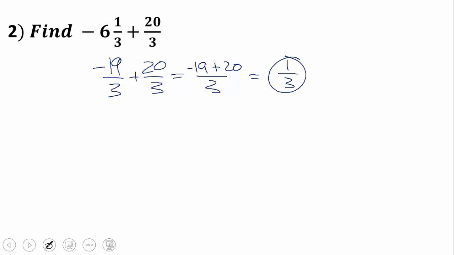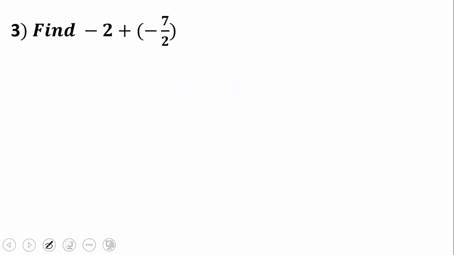Moving right along. I'm not giving a ton of examples, ladies and gentlemen, because you should already know how to add and subtract fractions and rational numbers. So we're going to have some more we can work together in class as we're doing our assignment.